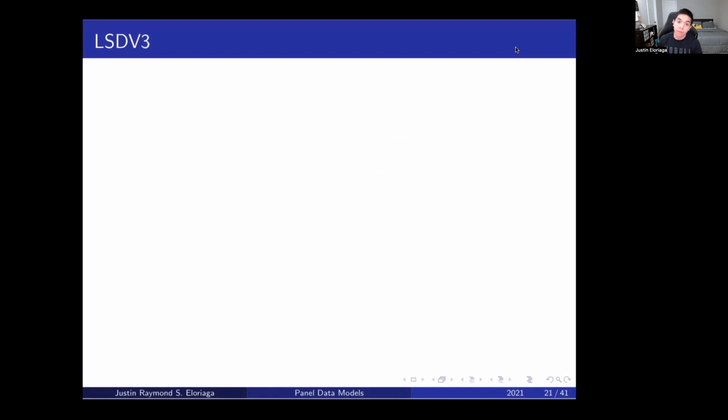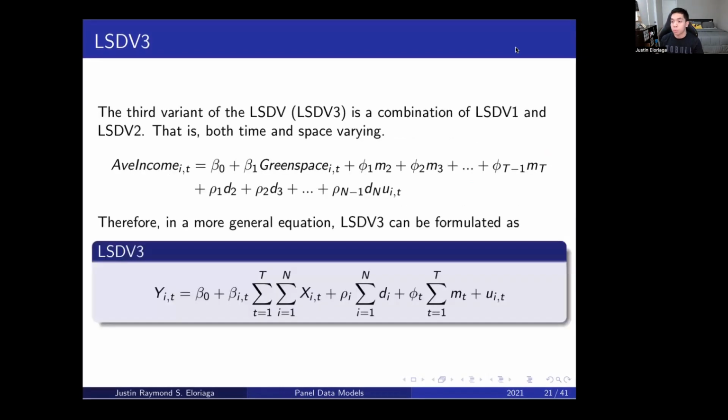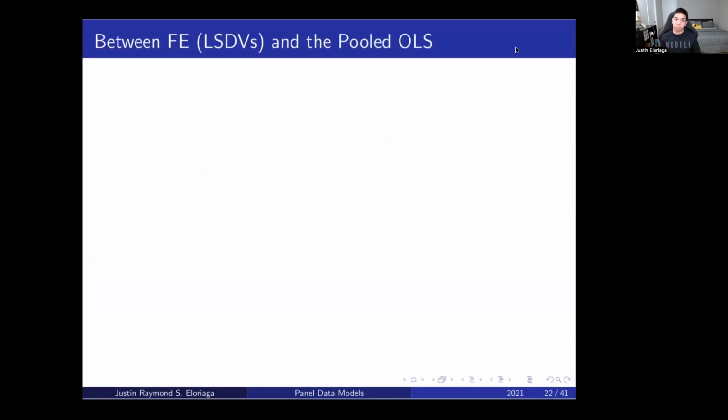The third variant would be, well, you combine the two. You include both the time component and the space component, right? So this is like the mother lode. You have both of them all together. But again, if you have a lot of cross-sectional entities and a lot of time periods, you're going to estimate a lot of dummy variables in this variant, right? Which is the downside of this whole least squares dummy variable approach.